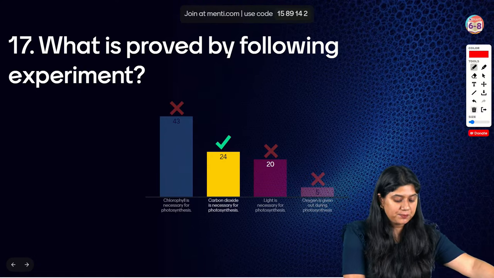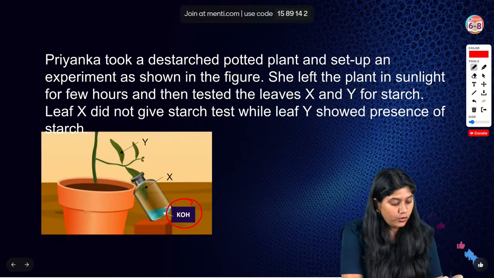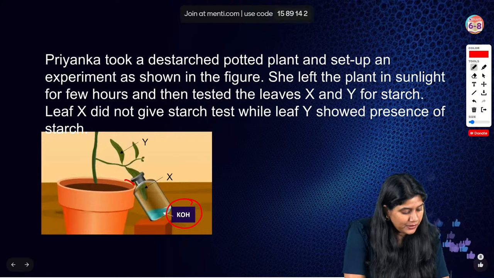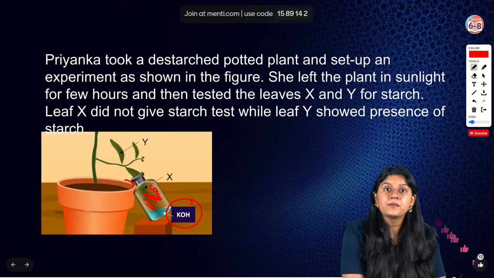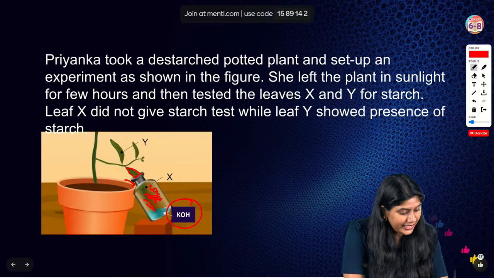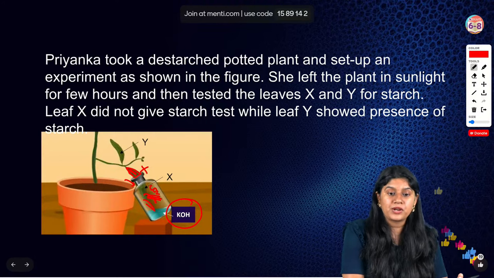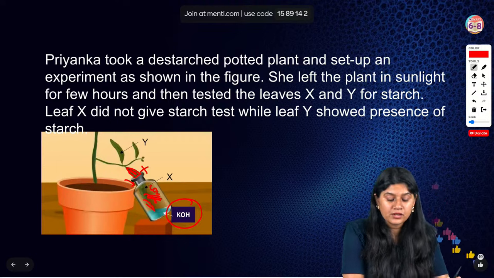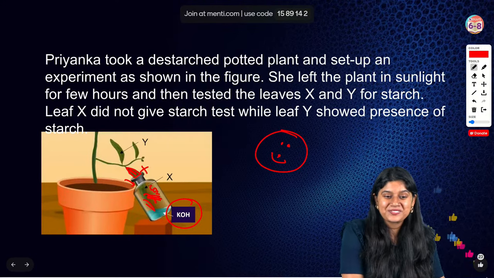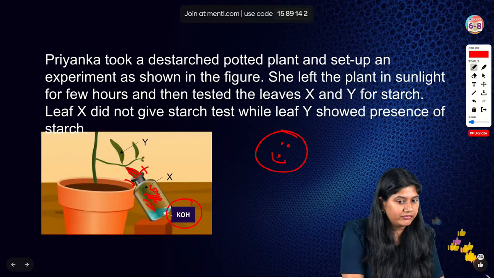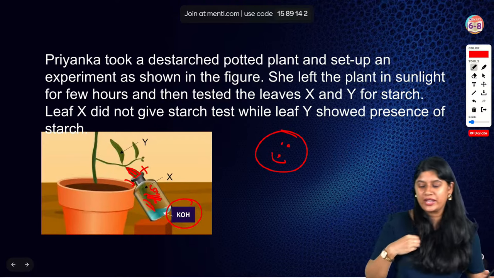Why is carbon dioxide important? Because in the experiment we can see that we have KOH. So even though photosynthesis was happening, KOH was taking all the CO2. Clear? And hence in X, we did the starch test and it shows no presence of starch. Everyone, are we correct? Are we clear? Did everyone understand? Yes or no? This was a very difficult question. I hope that all of you are clear with this now.